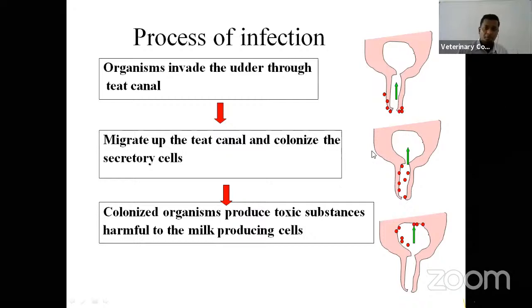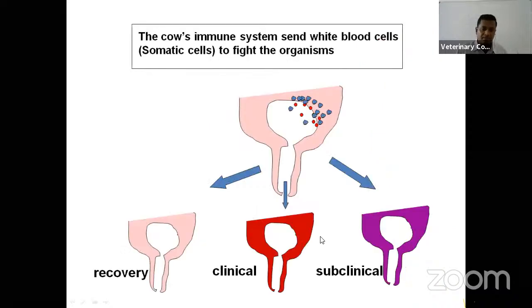And the process I told you earlier: first and foremost, the organism invades. Since it invades, it affects the glandular tissue and nearby tissue. There is infection. To counteract this, the body responds. That is what is known as inflammation. Imagine infection, then inflammation. This is the sequence by which mastitis proceeds.